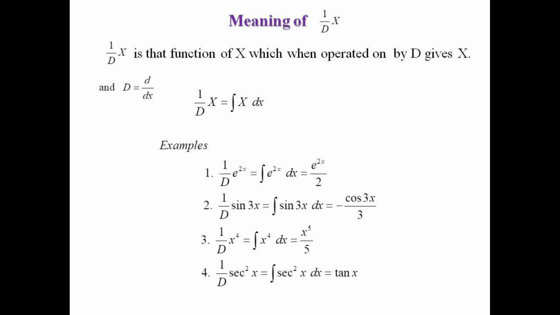Similarly, 1 upon D into x raised to 4 equals the integration of x raised to 4 dx, which is x raised to 5 upon 5. And 1 upon D into sec square x equals the integration of sec square x, and we know that the integration of sec square x is tan x. So this is the meaning of the term 1 upon D into x, and this is very useful for solving examples based on type number 2. Once again, this formula is applicable when a single D term is present in the denominator.